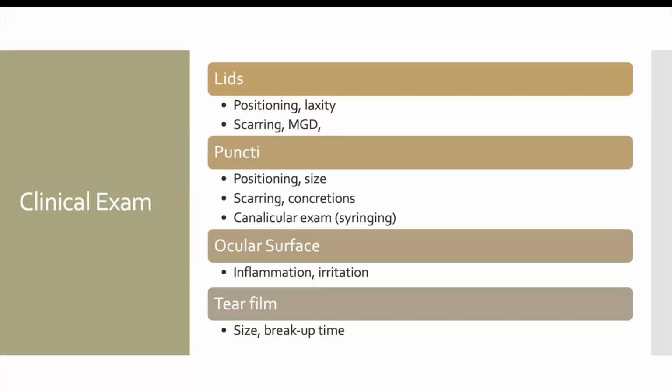Then check your ocular surface. Is there any obvious inflammation of the conjunctiva, any irritation? Go down into your fornices. Just check that there isn't anything that you're missing from an inflammatory point of view in terms of your conjunctiva, and then assess the tear film.